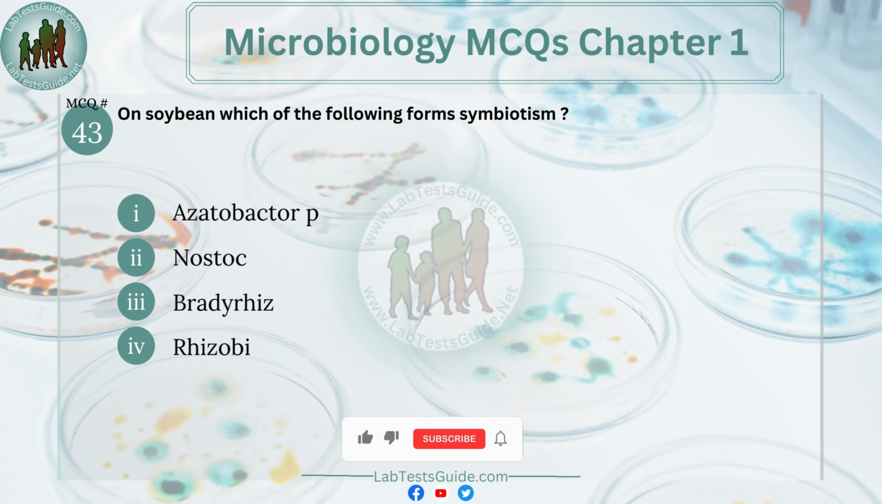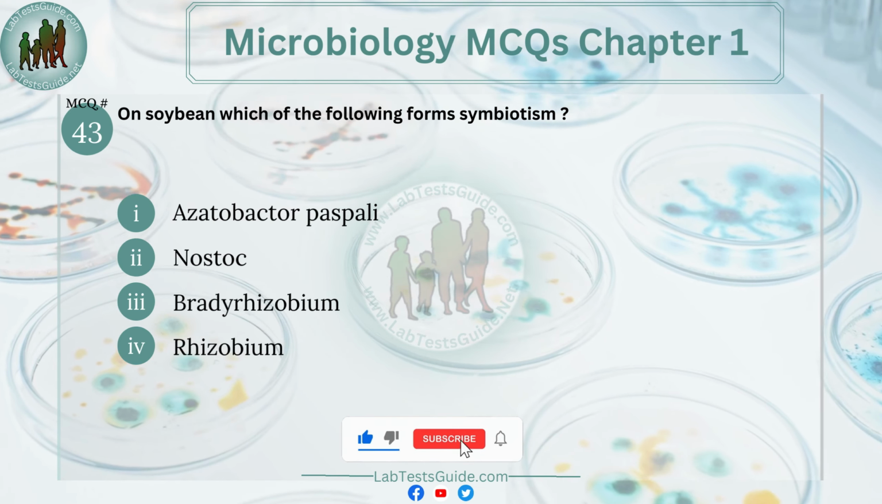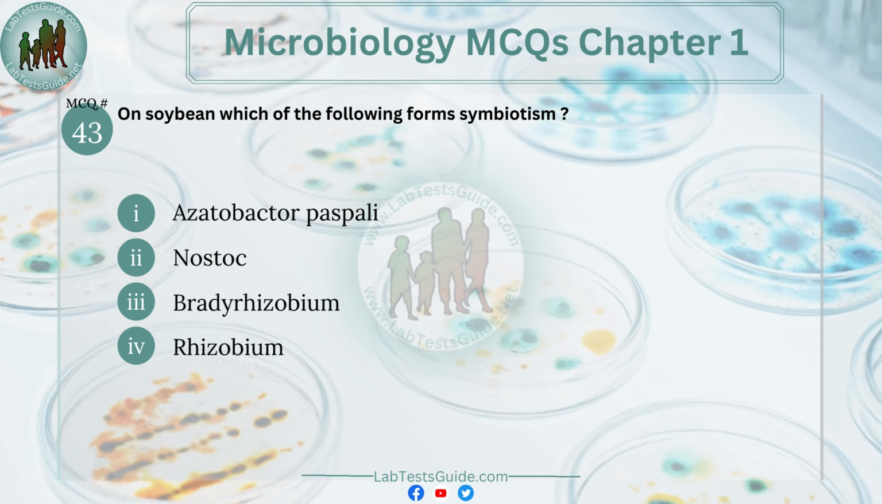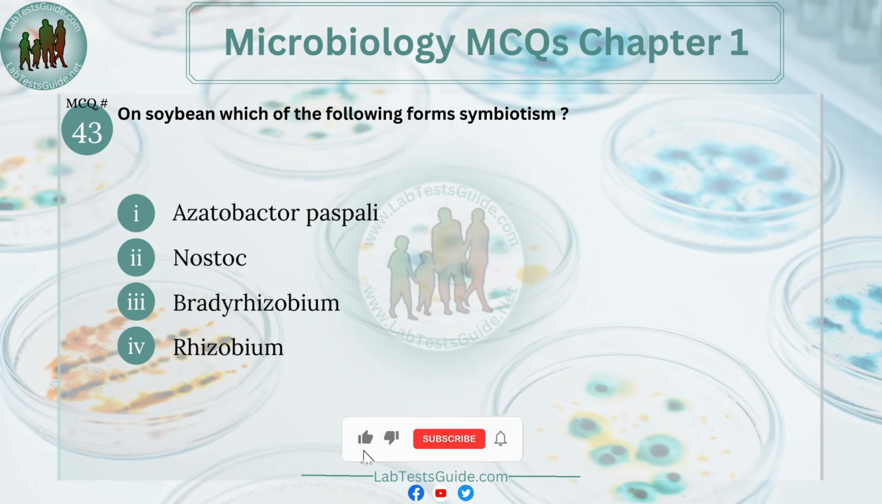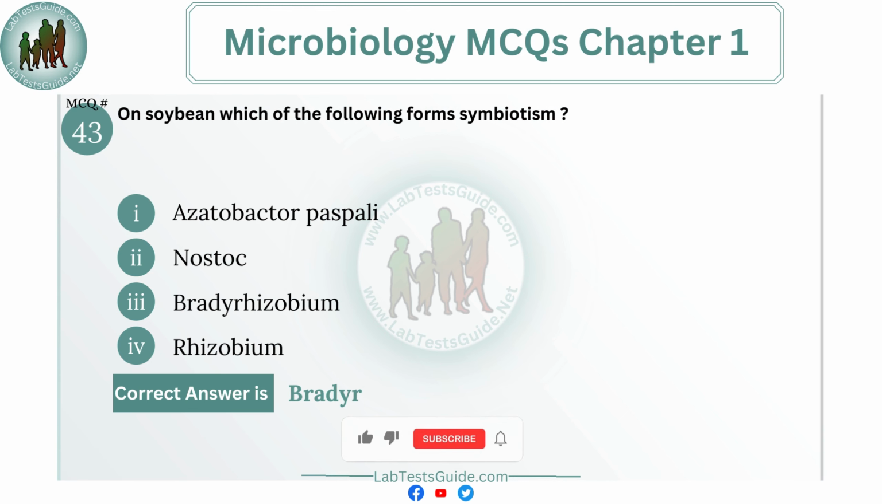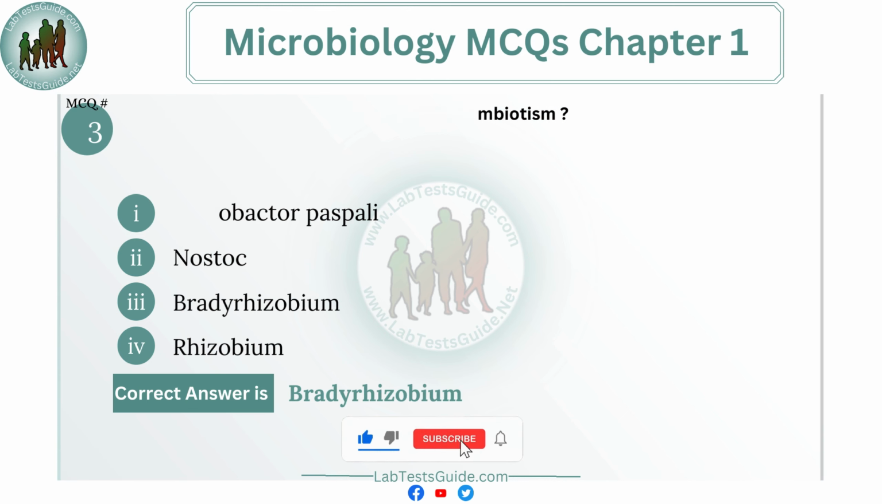On soybean, which of the following forms symbiosis? Option number 1, Azotobacter paspali. Option number 2, Nostoc. Option number 3, Bradyrhizobium. Option number 4, Rhizobium. Correct answer is Bradyrhizobium.